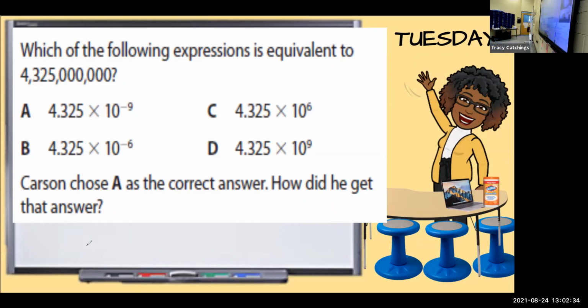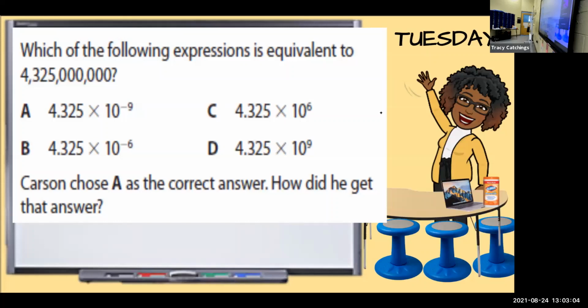All right, it reads, which of the following expressions is equivalent to 4,325,000,000? Jamaya, what are you thinking? Veronica, what are you thinking? Shantasia, what are you thinking? If I call you and you don't respond, you might as well.